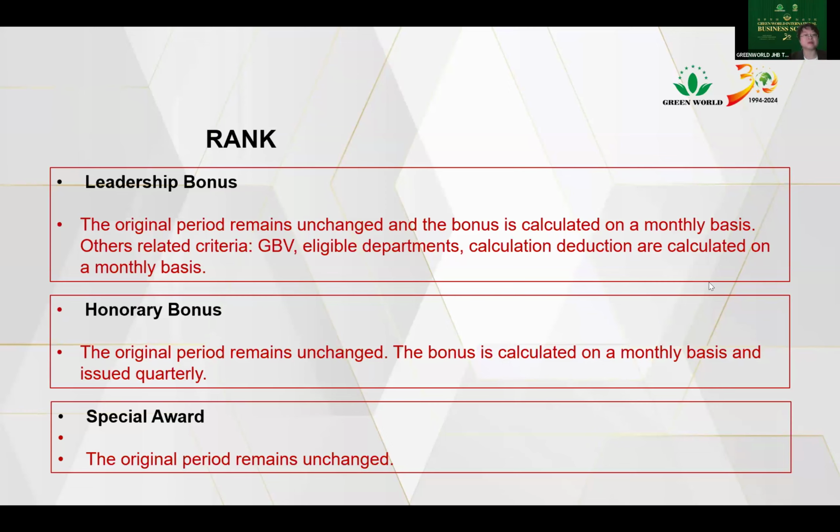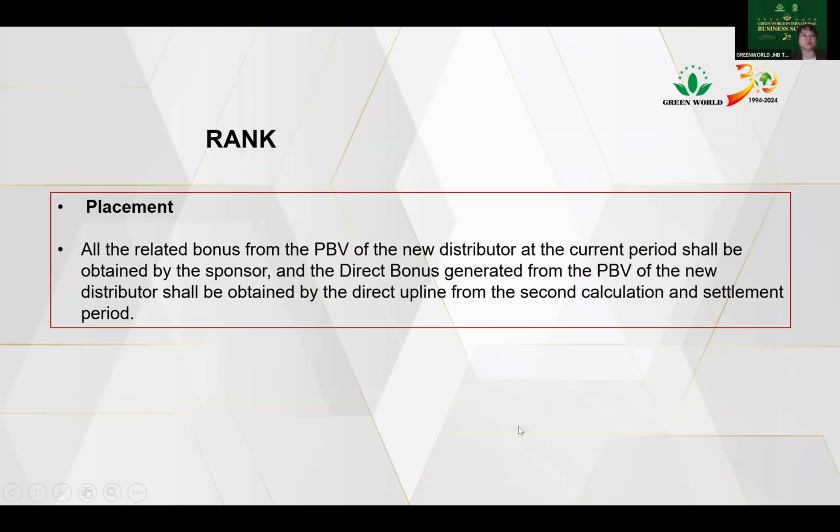For special awards, the original period remains unchanged. If you go for the China trip, then it's 6 months. If you go for the car award, then it's 12 months. So we didn't touch any criteria on those bonuses and special awards.